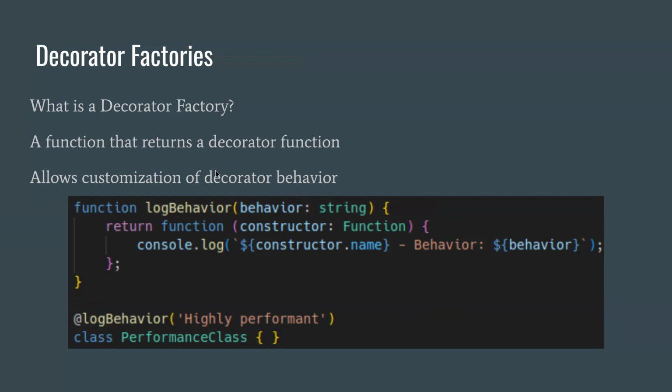So here's an example where we can specify what behavior to log. We have this logBehavior. It's receiving behavior as a string, and it's returning a function, and it's going to console log the constructor name and the behavior. So this flexibility allows you to create more dynamic and reusable decorators.